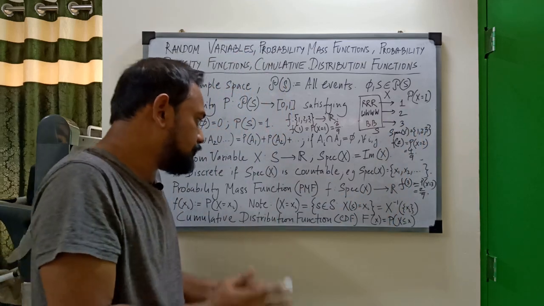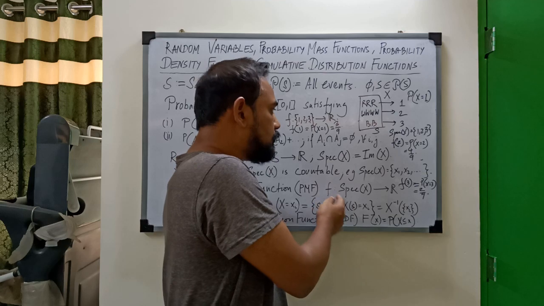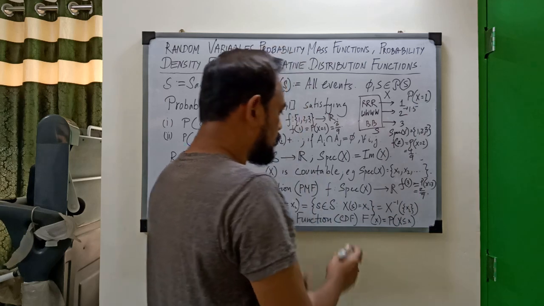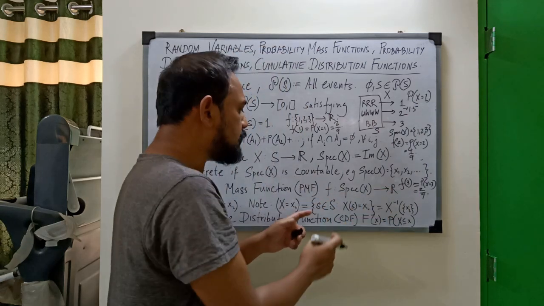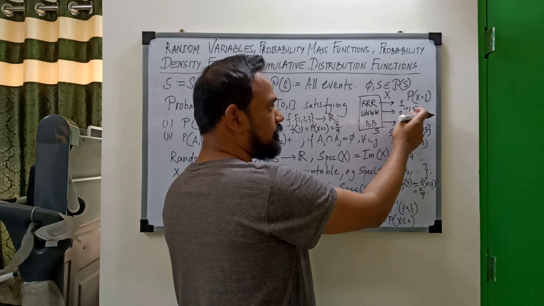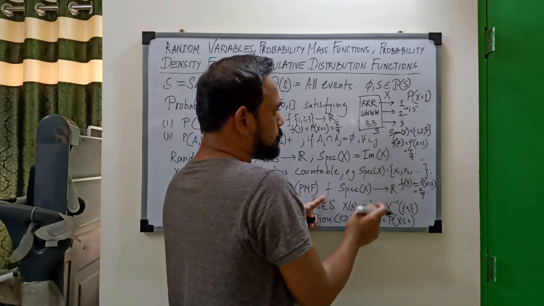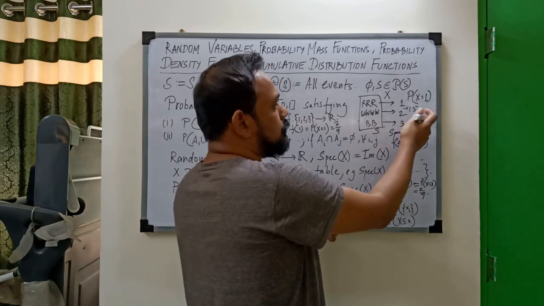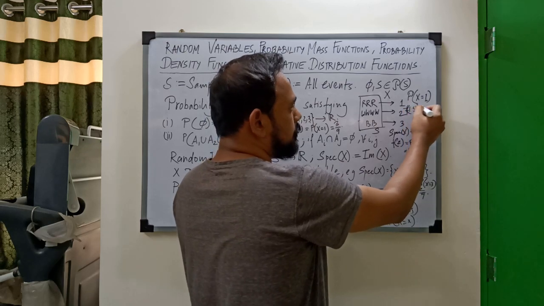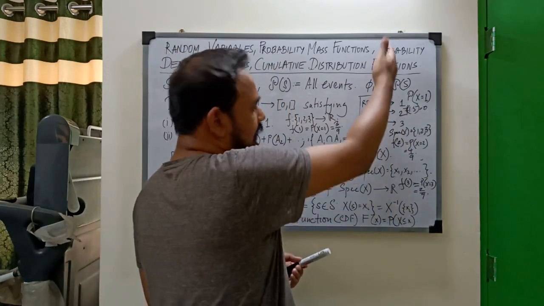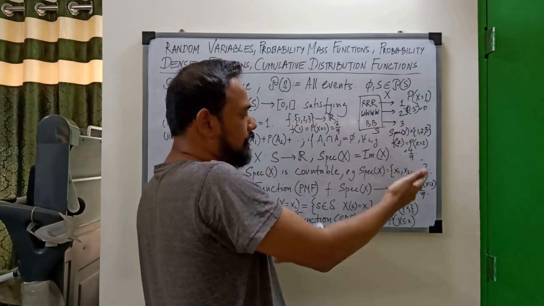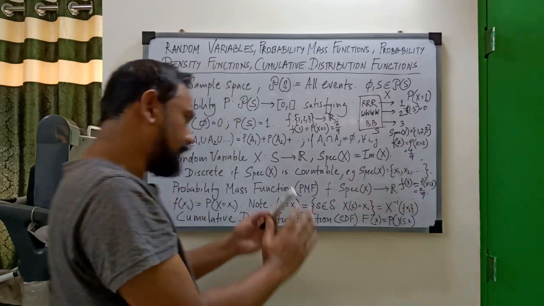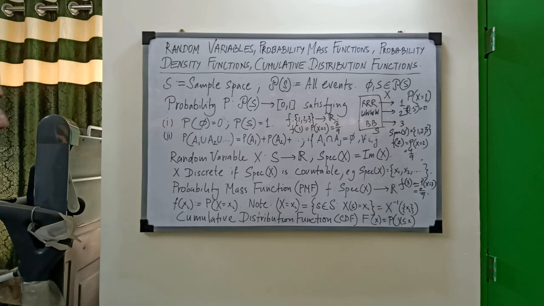If some authors want, they can extend this function to all real numbers. For example, 1.5. According to this definition, the function is not defined on 1.5 because 1.5 is not a spectral point. The spectral points are only 1, 2, and 3. But if you want, you can define f of 1.5 as 0. In other words, whichever point is not a spectral point, you can define f on that point as 0. That's a way to extend that function.